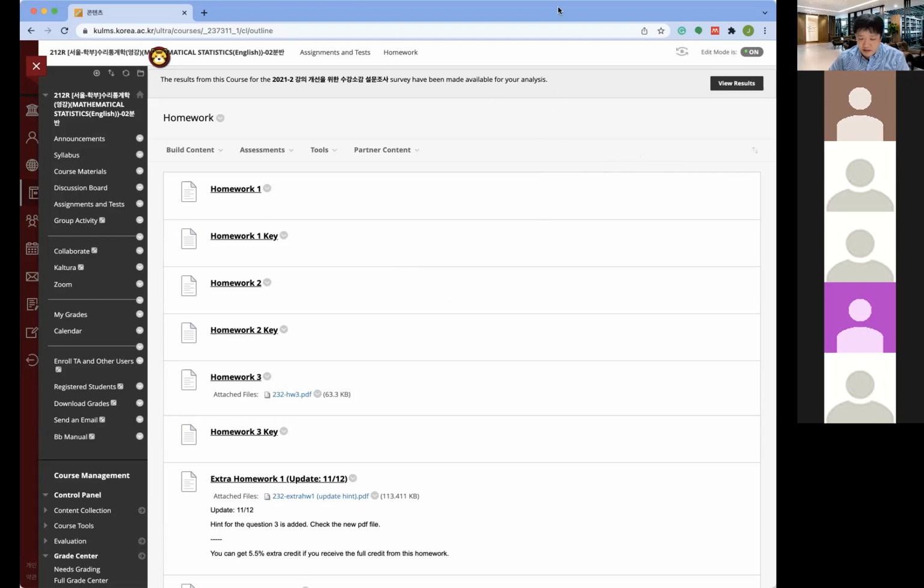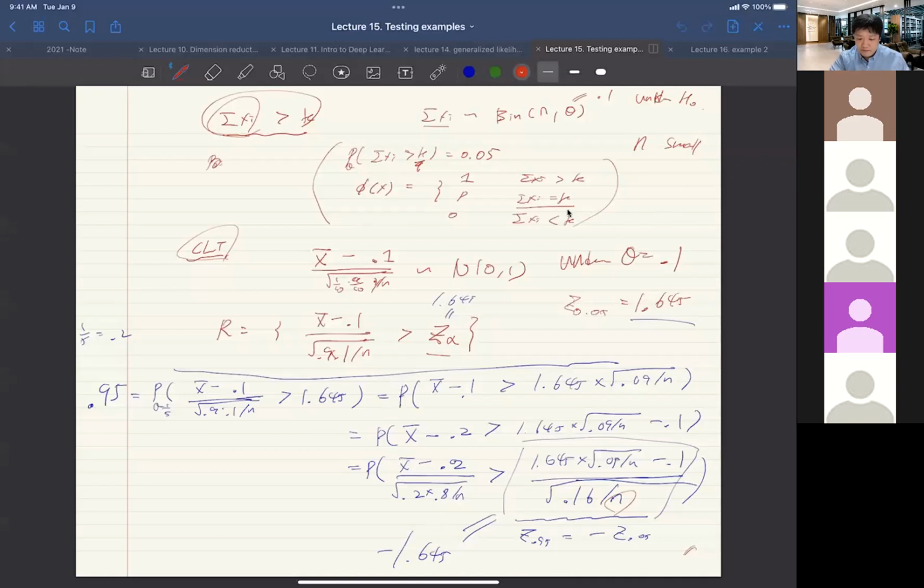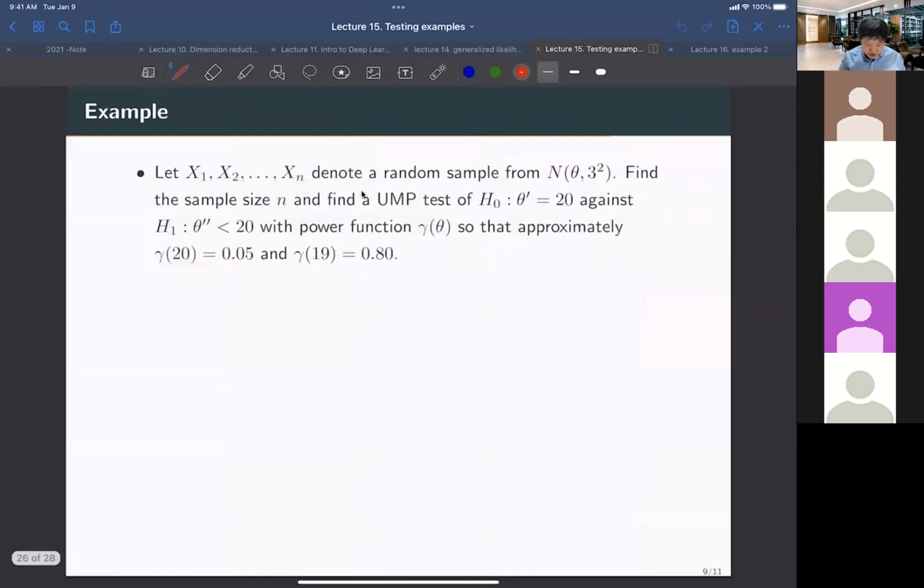Okay, so let's start the lecture. So we had a few more questions left. So let's start here. We have random samples following the normal random variable, and it asks to find the sample size for testing this and find the UMP test. Against this, you can see this is a left tail test.